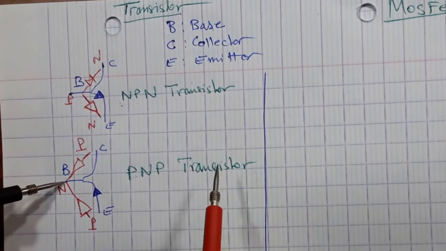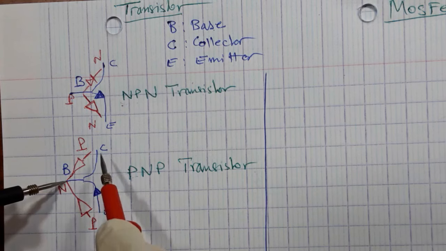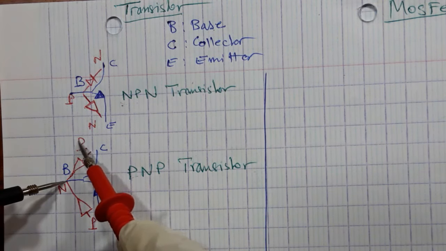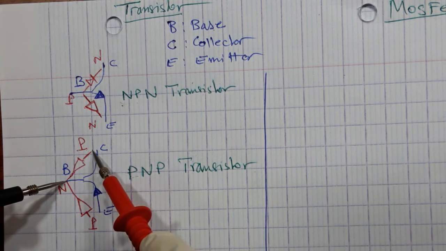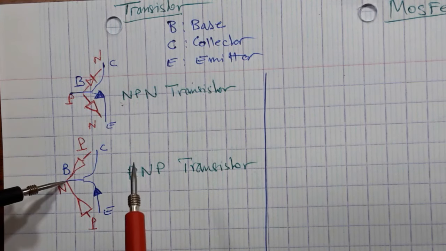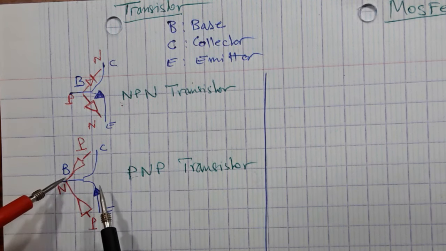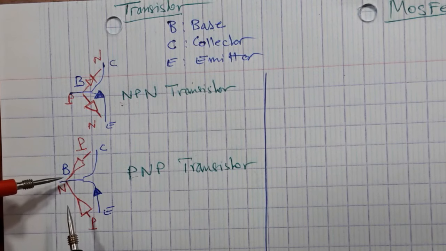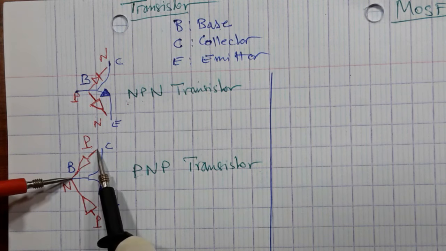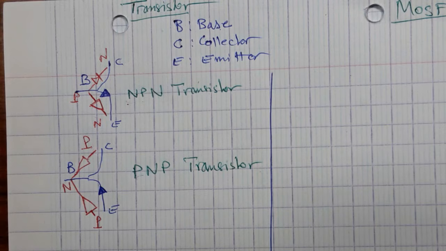If we put the negative or black probe in the base and the red probe in the collector, as you see, we have P here, we should get a reading in the multimeter. And when we put the red probe in the emitter the other time, we should also get a reading. If we change these probes like this, so we put the red probe in the base and the black probe here, we should get no reading. Also here, no reading. So let's check it out using the multimeter.